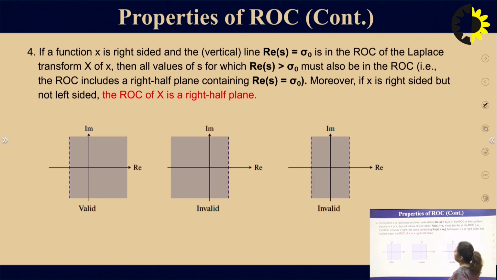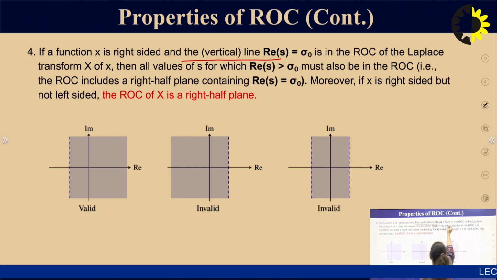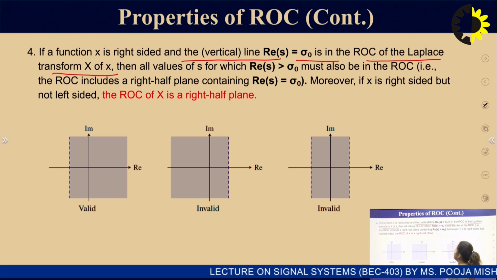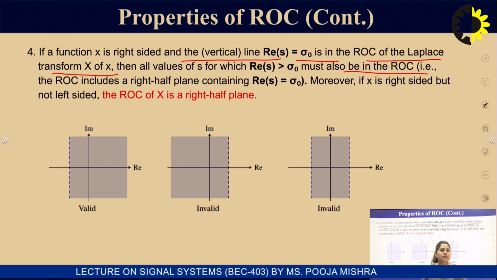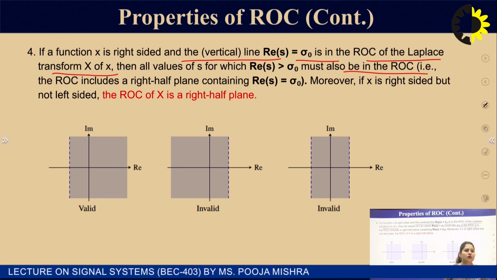So the next property: if a function x is right sided and the vertical line real of s equal to sigma naught is in the ROC of the Laplace transform of x, then all values of s for which real of s is greater than sigma naught must also be in the ROC. That is, the ROC includes a right half plane containing real of s equal to sigma naught. Moreover, if x is right sided but not left sided, the ROC of x is a right half plane.